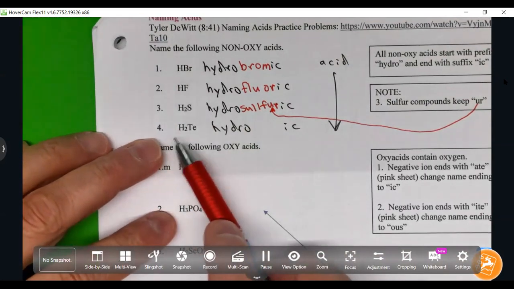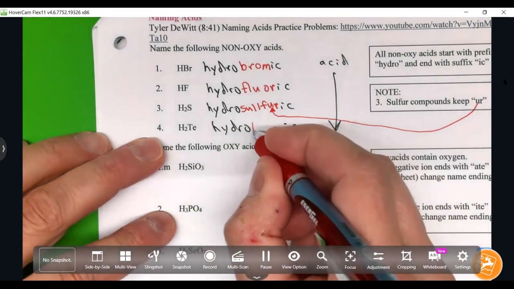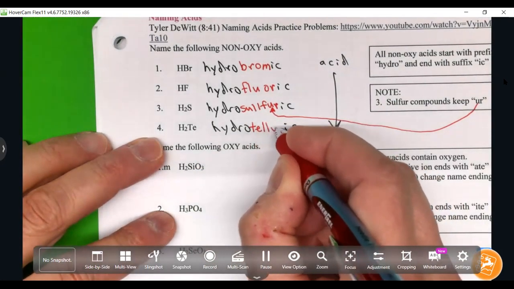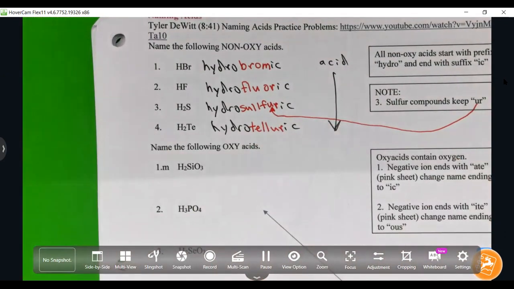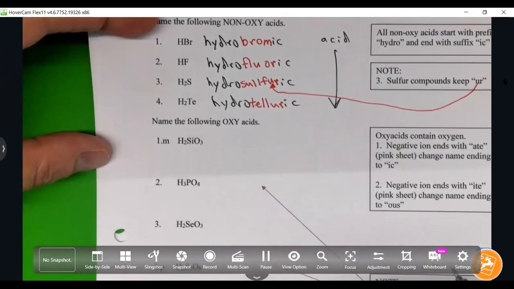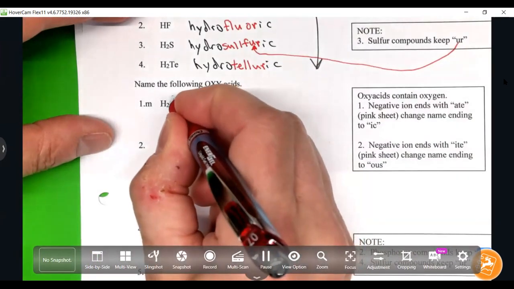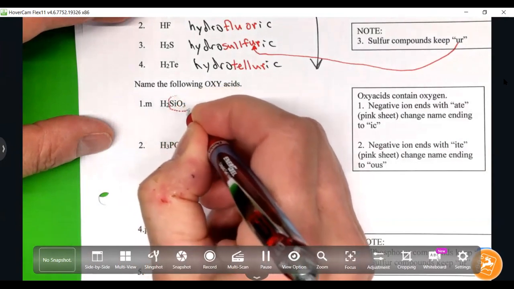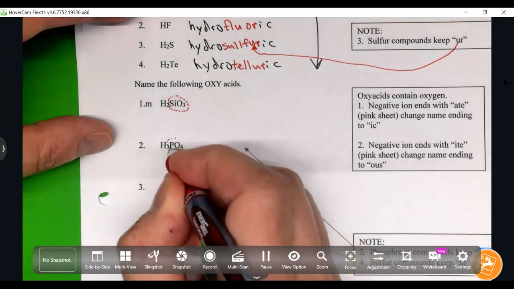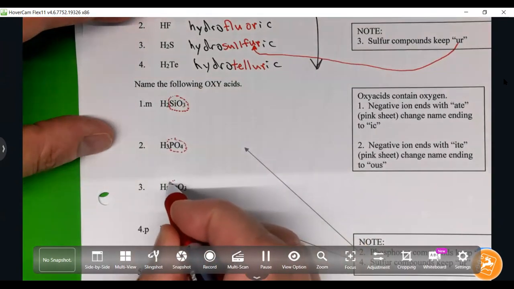And number 4, this would be telluride. So hydrotelluric. Now, the bottom ones are really, really easy. All we have to do is look up this negative ion on the pink sheet and go ATE to IC, ITE to OUS.